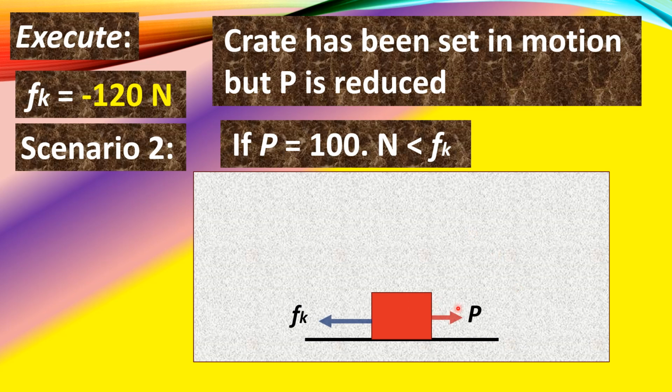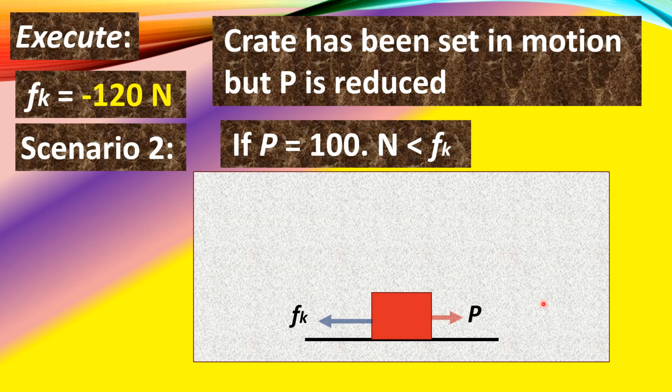but while the crate is starting to move and the applied force is reduced to a value that is less than the available amount of kinetic friction, in our example, the kinetic friction is 120 newtons, but the applied force is reduced, say for example, to 100 newtons, so they are no longer balanced.